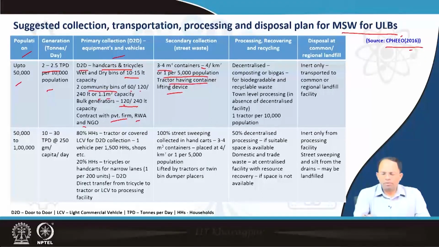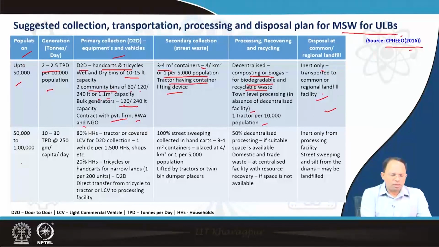And finally, we can go for decentralized composting or biogas for biodegradable and recyclable waste, and town level processing in the absence of a decentralized facility, and 1 tractor per 10,000 population for transporting this waste. And only inert waste is transported to the regional landfill facility. So that is a suggestion given for smaller towns of around 50,000 capacity.